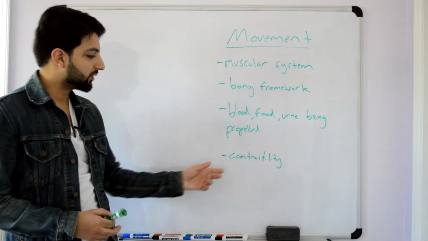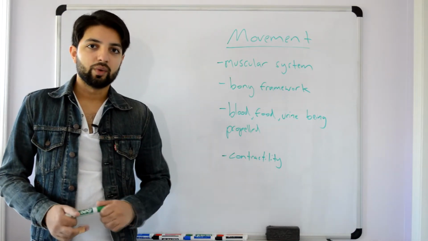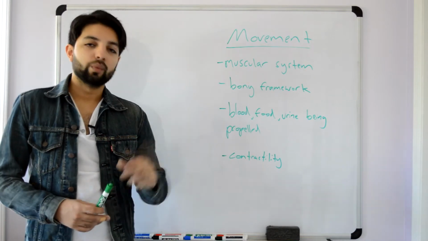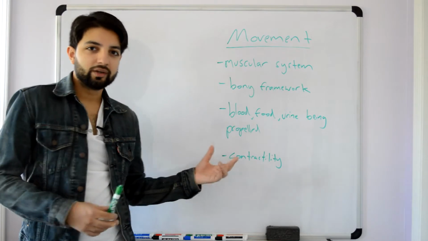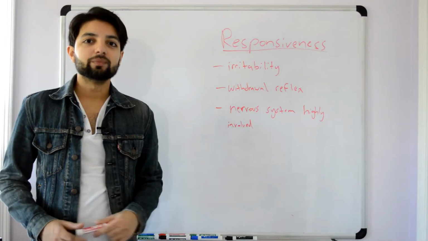There's also the concept of contractility. That's basically movement on the cellular level when muscle cells are shortened or elongated. When they're shortened, it's called contractility, and when they're elongated, that's when they are extending back to their normal position. Next up is responsiveness.